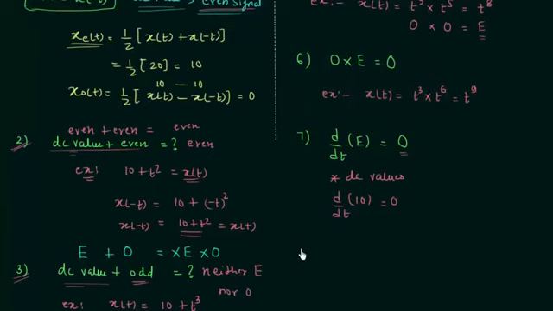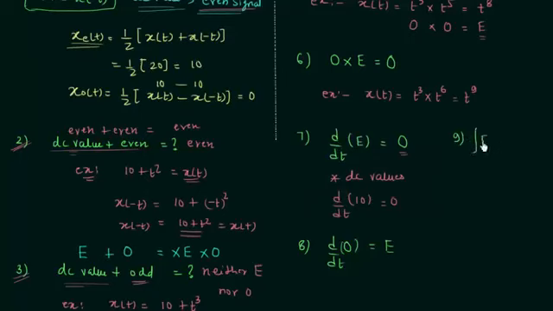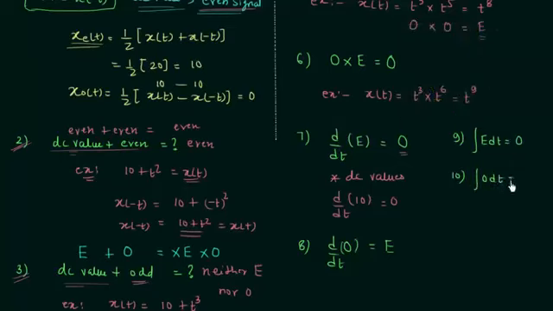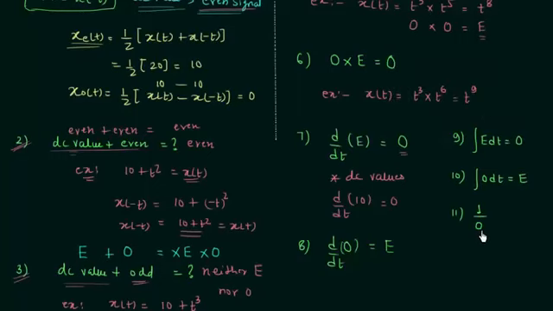Now we will move to the 8th property. In this property, we will differentiate the odd signal. Differentiation of an odd signal will give us an even signal. In the ninth property, we will integrate the even signal. Integration of an even signal will give us an odd signal. In the 10th property, we will integrate the odd signal. Integration of an odd signal will give us an even signal. In the 11th property, we will find out 1 by odd signal. 1 by odd signal is simply an odd signal, and the last property is 1 by even signal, which is equal to an even signal.